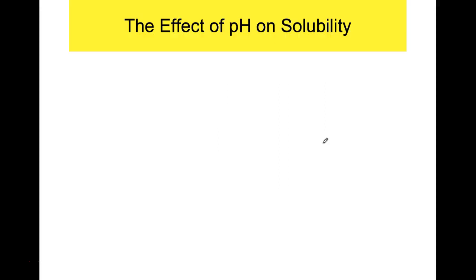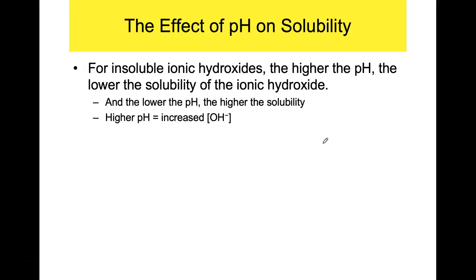The effect of pH on solubility. For insoluble ionic hydroxides, the higher the pH, the lower the solubility of the ionic hydroxide. It might not seem so clear right now, but we're going to see that when we look at an equation. And the lower the pH, that means the more acidic, the higher the solubility.